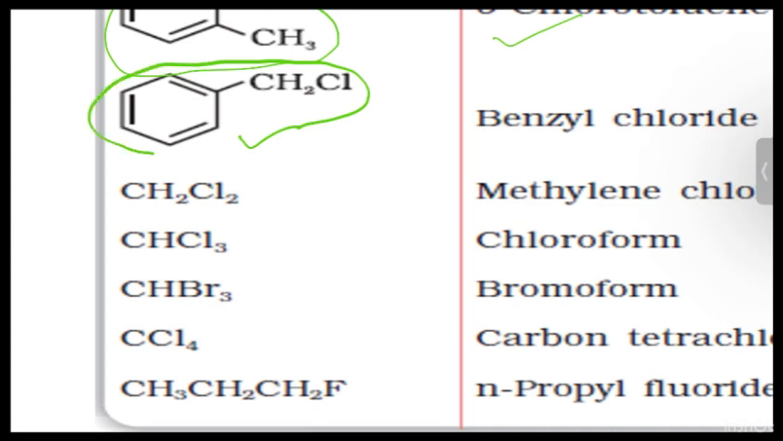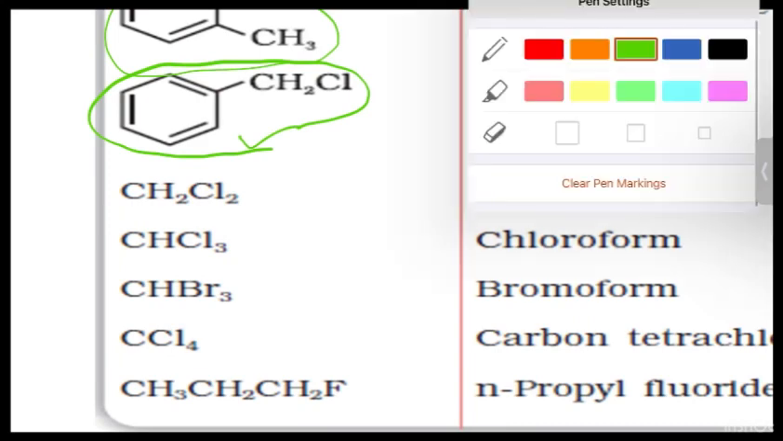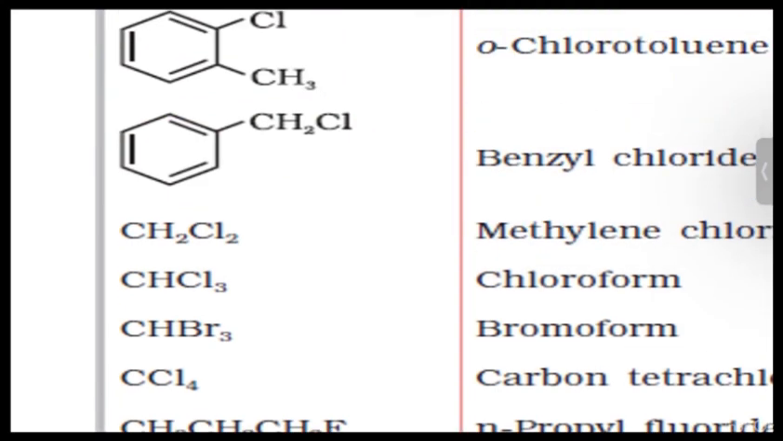Now generally I ask whether it is alkyl halide or aryl halide. So you should know that in this particular example, the halogen is attached to the carbon in the side chain. It is not attached to benzene. So it is an example of alkyl halide where this acts as a substituent.